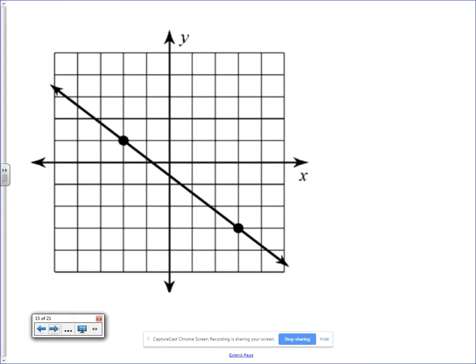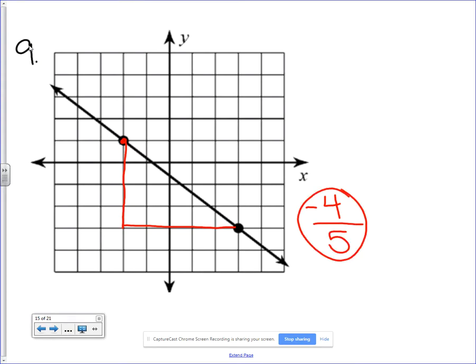I think I got another graph on there. Is that number 9? Awesome. Which point am I going to start at? Okay, how many do I need to rise? So what do we call that? Negative. How many? 4. How many do I need to run? Does it reduce? No. Got any more graphs? Sure we do.